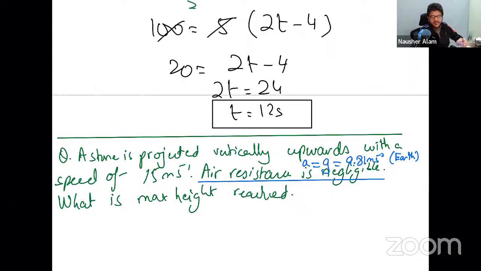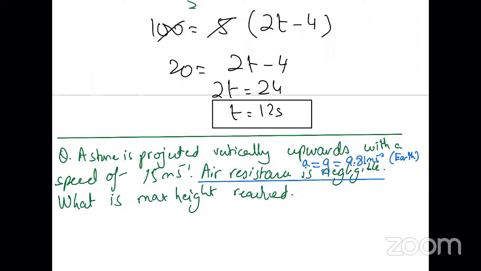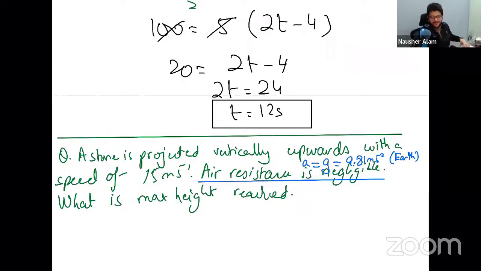Ali. Yes, sir. Ali Raza. A stone is projected vertically upwards with a speed of 15 meters per second. Air resistance is negligible. What is the maximum height reached?